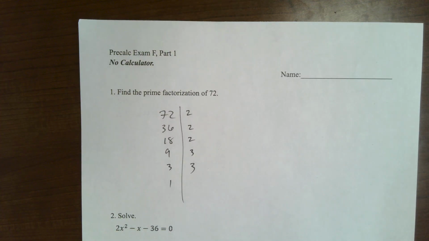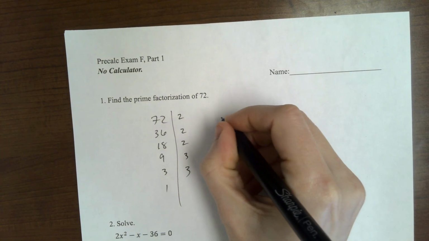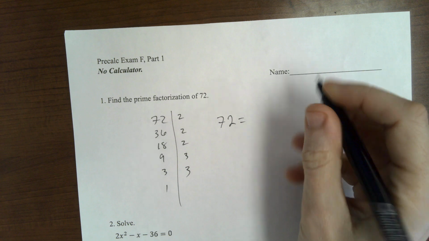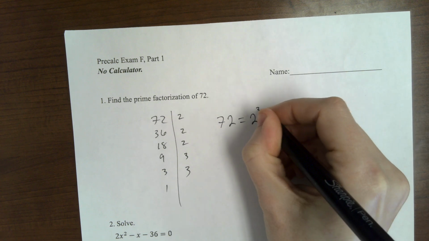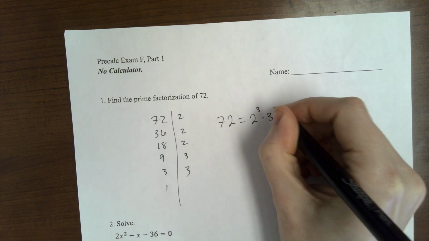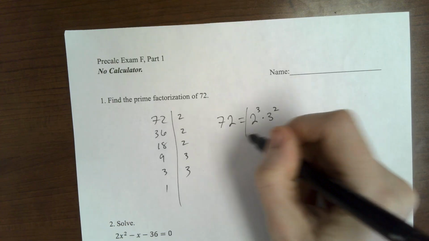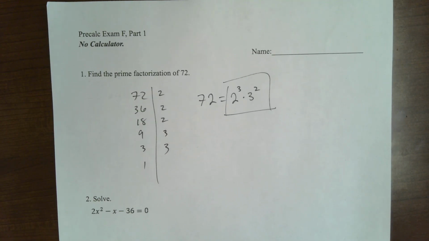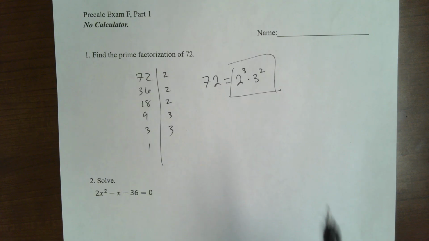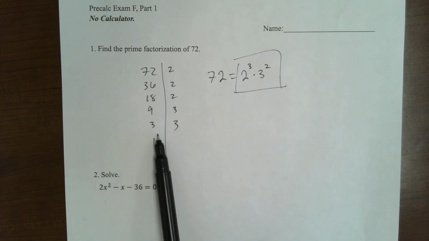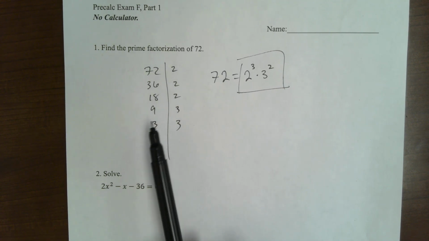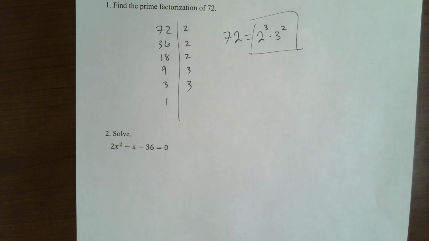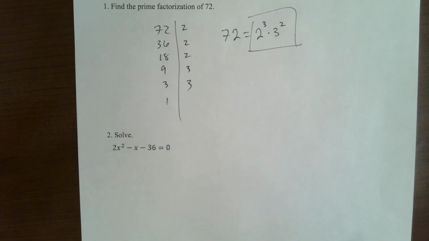Okay, so the prime factorization, I've got that 72 is equal to 2 to the third times 3 to the second. Okay, so that's the answer right there. That's the prime factorization. Now, because of the work you did for the prime factorization, you could actually use this work up here to solve the next problem. I'll make it so that happens.